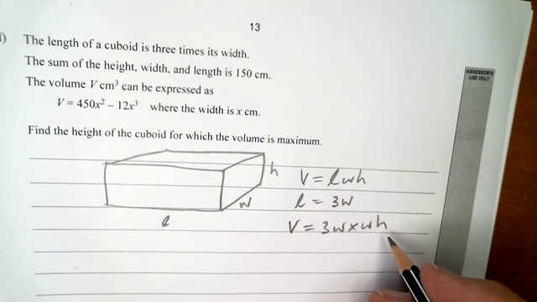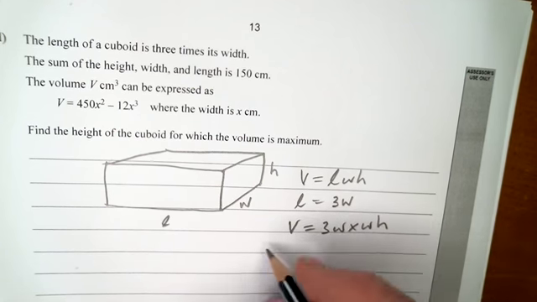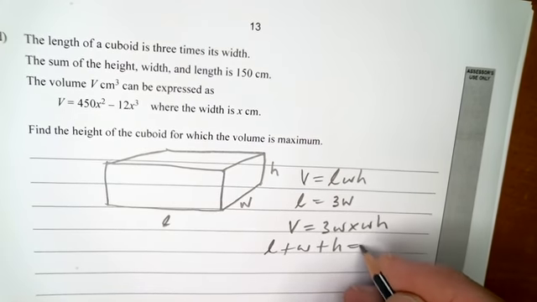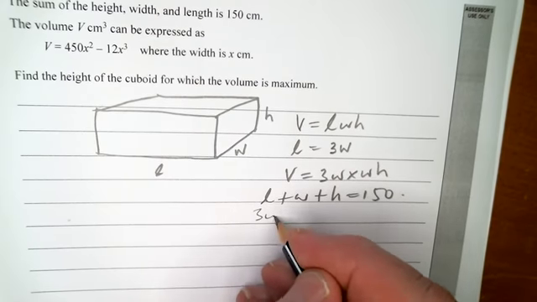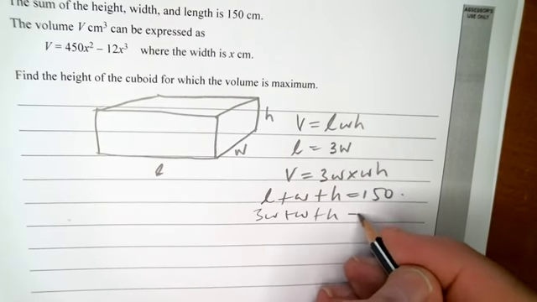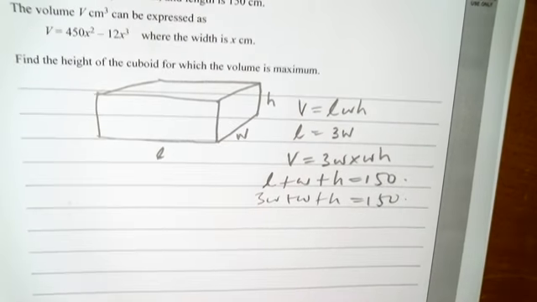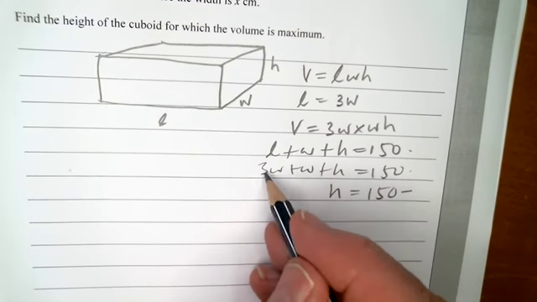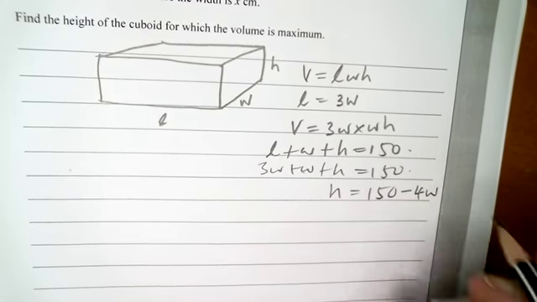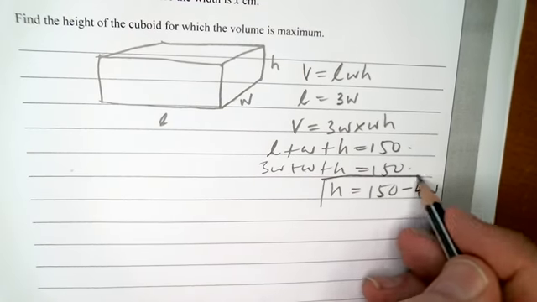We're told the sum of them is 150. So we know that length plus width plus height is 150. And we know that this is going to be 3w plus w plus h is 150. So height, therefore, is 150 minus 4w. And that works well. So there we've got an equation now for height.